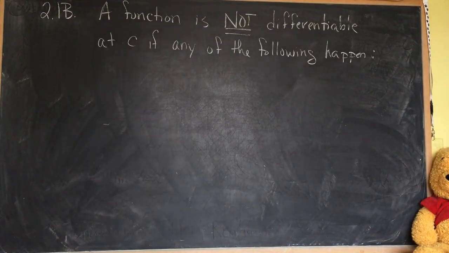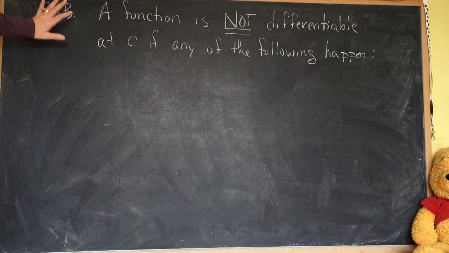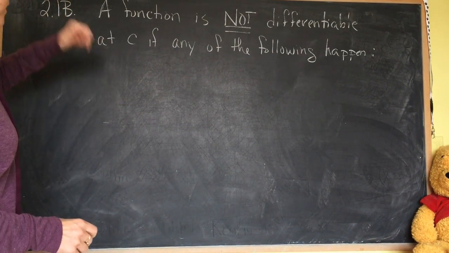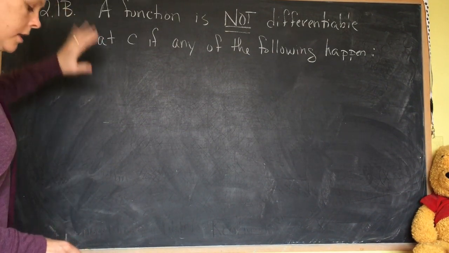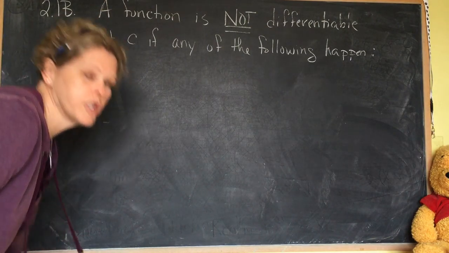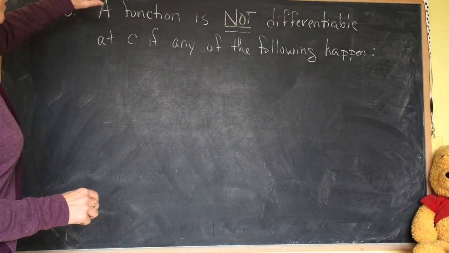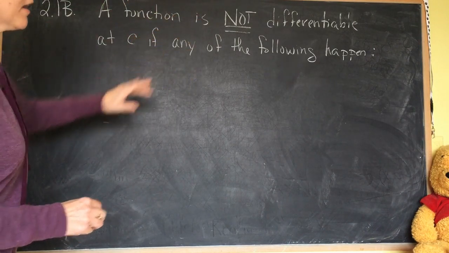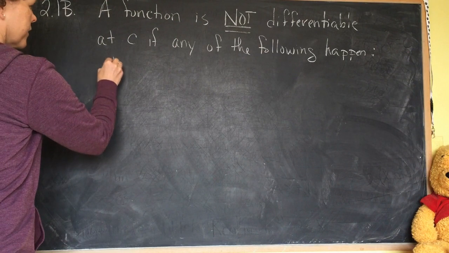Today we are going to be doing 2.1b. So we did 2.1a and then we did some 2.2 and now we're coming back to 2.1. So today is all about when a function is differentiable. A function is not differentiable if any of the following happen. Here's the first thing.